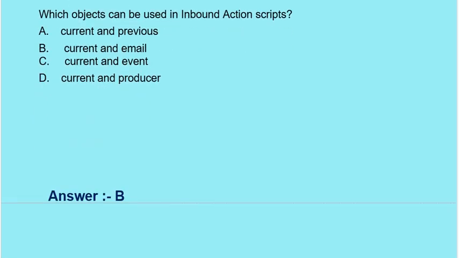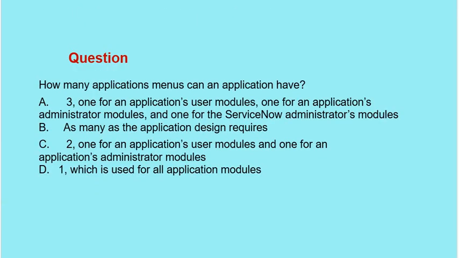Correct answer is option B. Question is how many application menus can an application have? Option A, 3. One for an application's user modules, one for an application's administrator modules, and one for the ServiceNow administrator's modules. Option B, as many as the application design requires. Option C, 2. One for an application's user modules and one for an application's administrator modules. Option D, 1, which is used for all application modules.